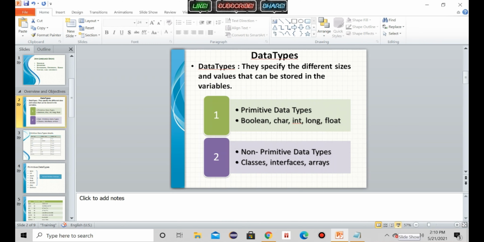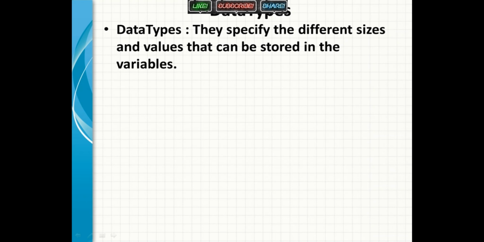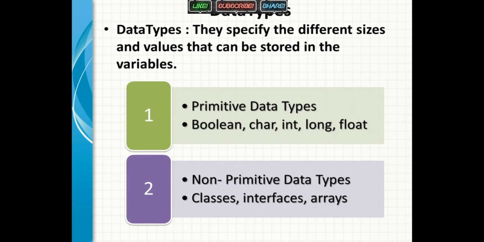we have two kinds of data types, as I have discussed already, and data types specify the size. There are different data types, so based on the different sizes and values that can be stored in the variable, we need to specify a data type. It can be int, long, char. So based on data types, we have primitive data types and non-primitive data types. We have already discussed primitive data types.